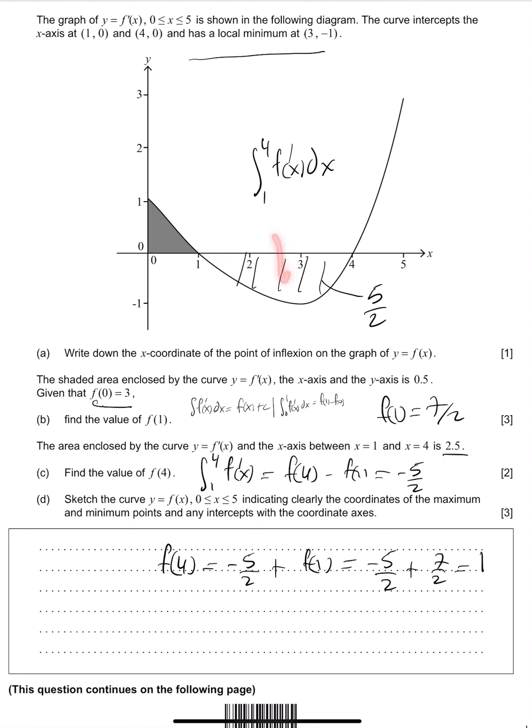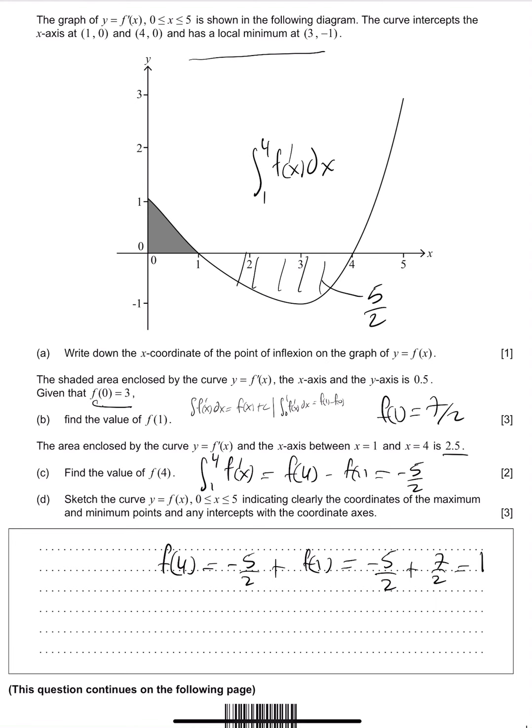Then it went down by 5/2. So we were at 3. We ended up at 3.5. We went down 2.5. And at 4, we ended at 1. The useful thing here is now they're asking us to sketch this curve. Clearly the coordinates of the maximum and the minimum points. Okay, well, right here, at these zeros, that's where you've got a maximum or a minimum. When the derivative goes from positive to negative, you've got a max. From negative to positive, you've got a min.